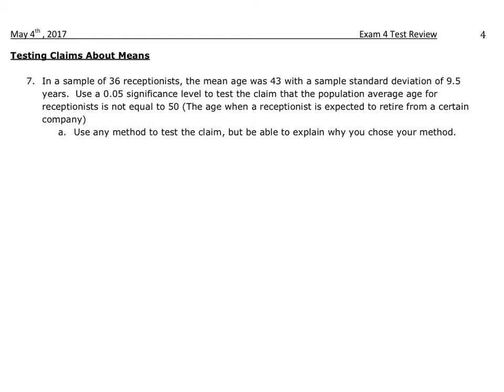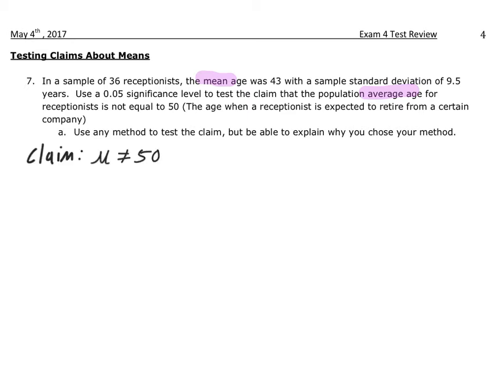The first thing to identify is that we are dealing with a mean here. It tells you right there the mean age. It's asking about the average age, so I know that I'm going to have something to do with mu. The next thing to do is identify the claim, and here I've got my claim, and my claim is going to be that mu is not equal to 50.